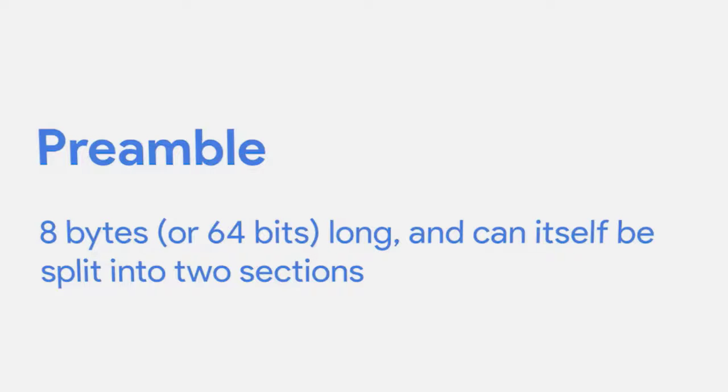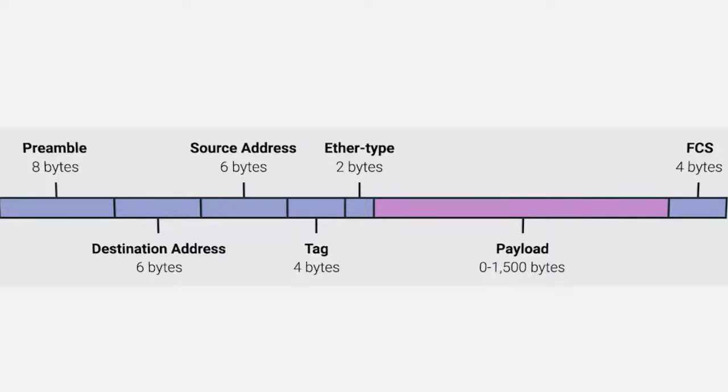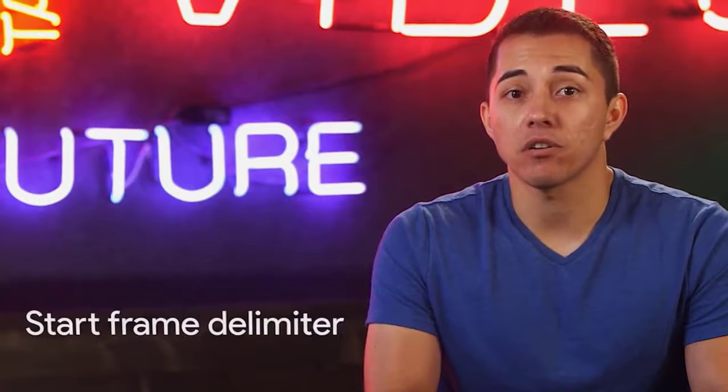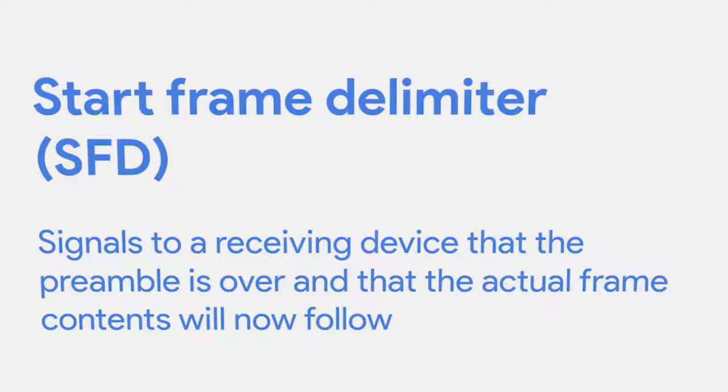A preamble is 8 bytes, or 64 bits long, and can itself be split into 2 sections. The first 7 bytes are a series of alternating ones and zeros. These act partially as a buffer between frames and can also be used by the network interfaces to synchronize internal clocks they use to regulate the speed at which they send data. This last byte in the preamble is known as the SFD, or Start Frame Delimiter. This signals to a receiving device that the preamble is over and that the actual frame contents will now follow.